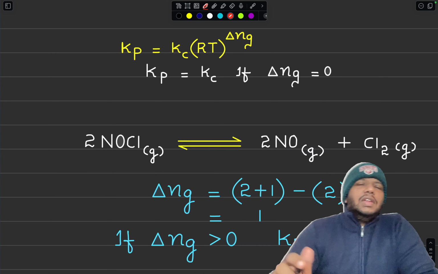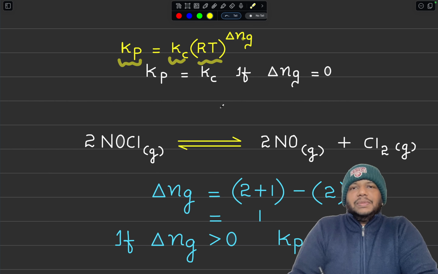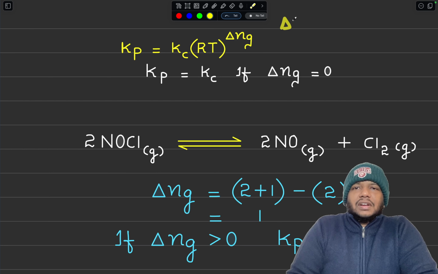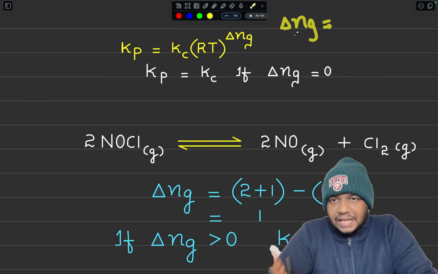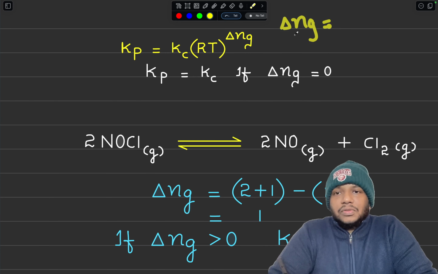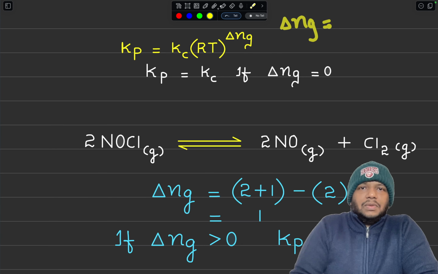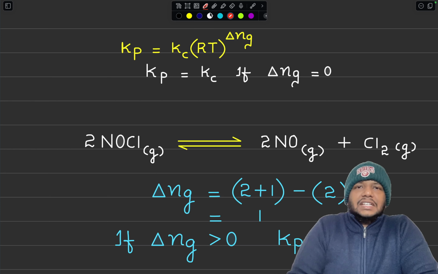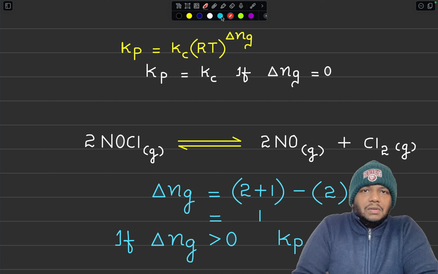Now we know that the fundamental relation between Kp and Kc is Kp is equal to Kc RT raised to delta Ng. Here, delta Ng is the difference between the number of moles of gaseous products and the number of moles of gaseous reactants. I will explain it one more time. What is delta Ng? Delta Ng is nothing but a difference. I will write it down, then it would be clear for you. Don't forget this. This is very important.